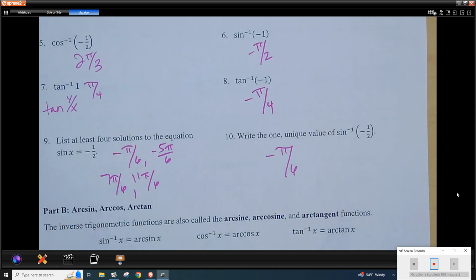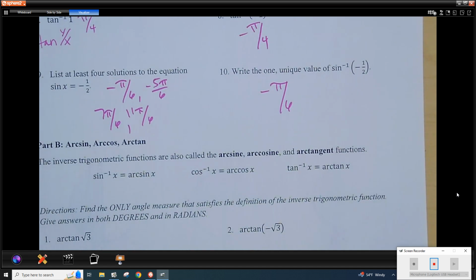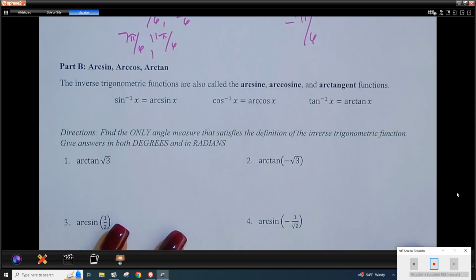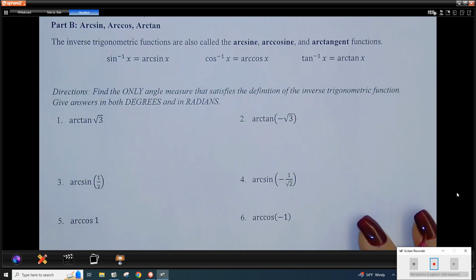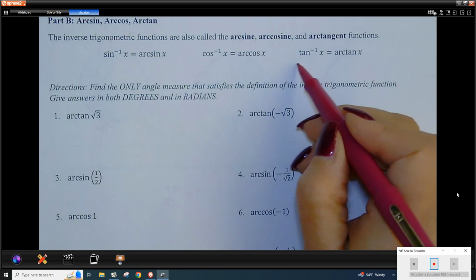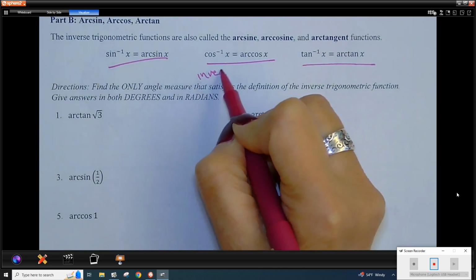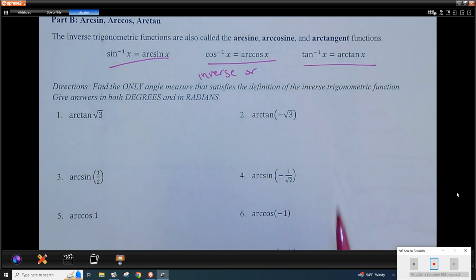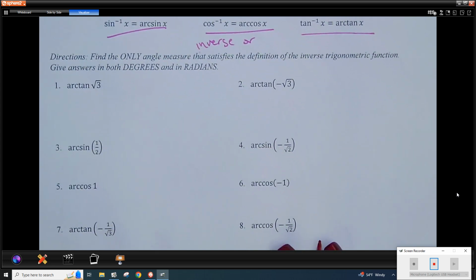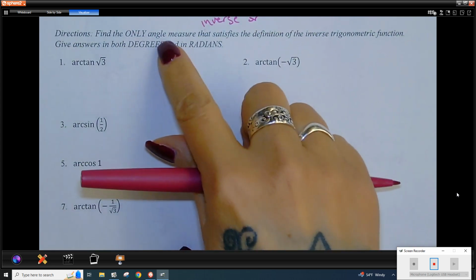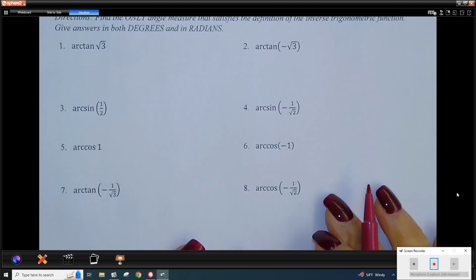So we've been calling them the inverse. You may also see these called the arcsine, arccosine, and arctangent. They mean the same thing, so either inverse or arccosine. These are the only things, so find the only angles. We've got to remember where we're looking.